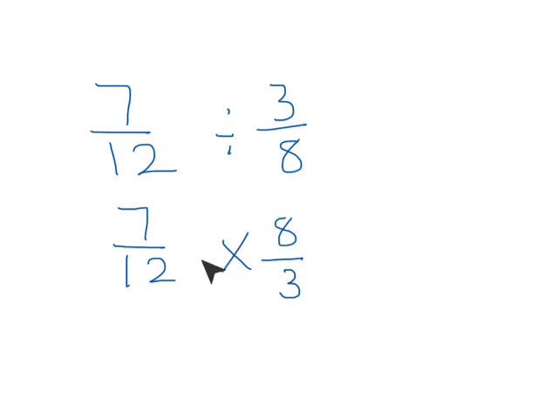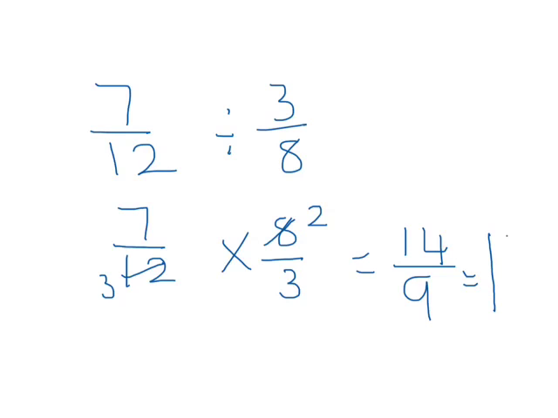But here I can see I can simplify. So I'm going to cross cancel. I'm going to simplify this. 4 goes into 8 2 times. 4 goes into 12 3 times. And now I'm going to multiply. 7 times 2 is 14 over 3 times 3 is 9. So my answer is 14/9, or 1 whole 5 9ths. They're the same.